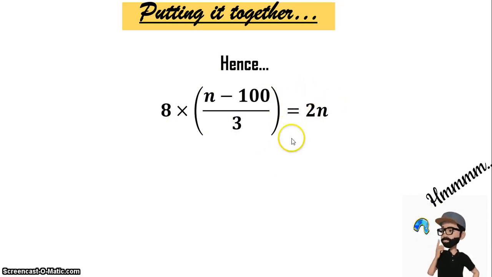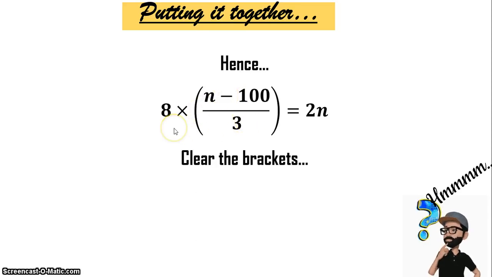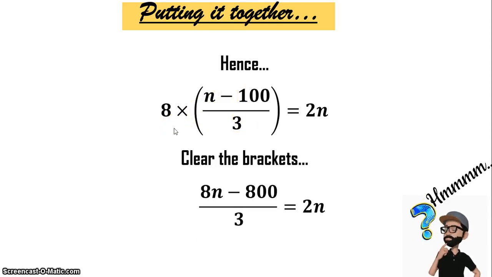What do you do next? You see the brackets here, the parentheses? You simply remove them. When you clear the brackets, this 8 goes up to multiply this. So you have 8n minus 8 times 100, which is 800, but it doesn't affect the denominator. Whenever you're clearing brackets involving a fraction, the number outside only multiplies all the values at the numerator. It doesn't affect the denominator. So you have (8n minus 800) divided by 3 equals 2n.